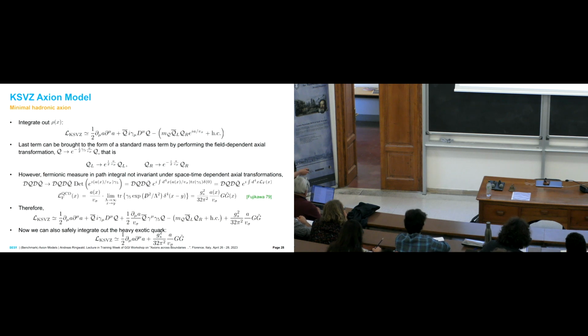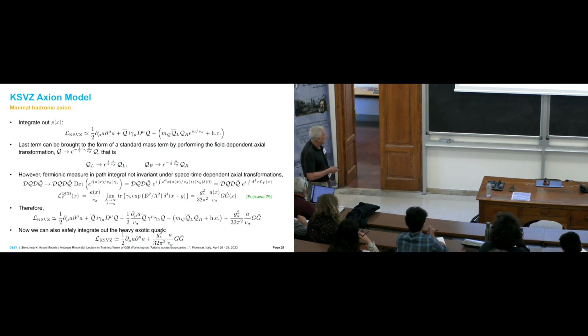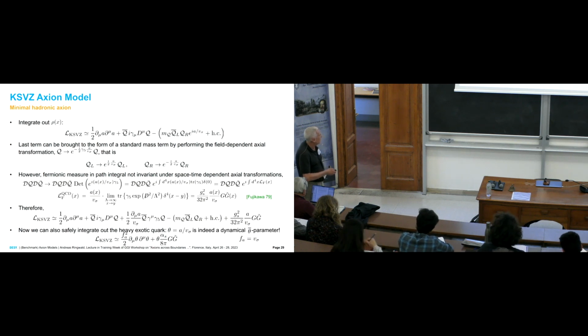So then we are left, at scales much less than V sigma, with the simplest axion theory. In fact, we can now write this expression by identifying the theta as A over V sigma.